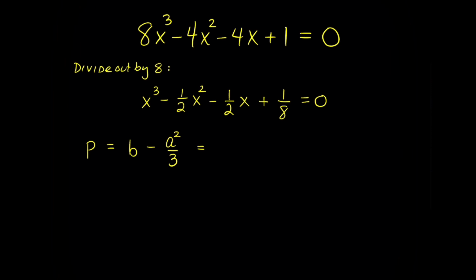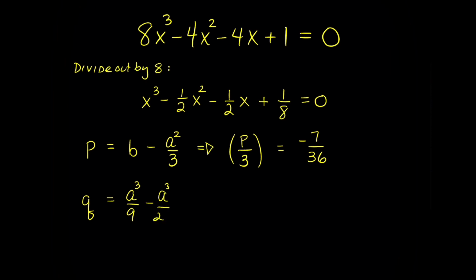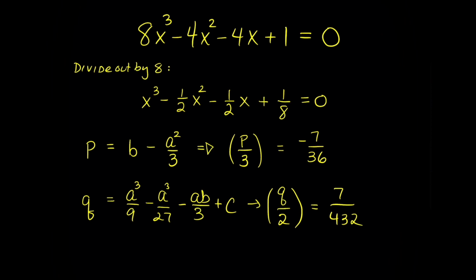Now recall that p can be calculated by finding b minus a squared over 3. But really, after finding that number, we want p over 3. And that number is going to work out to be negative 7 over 36. Next, in order to calculate the value of q, we would need to calculate the values for a cubed over 9, a cubed over 27, ab over 3, and c. Then taking that q value and dividing it by 2, we would get 7 over 432. We also note that a over 3 is equal to negative 1/6.